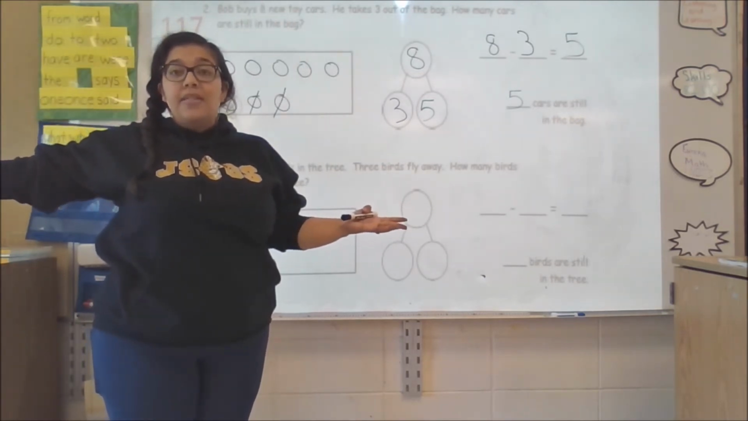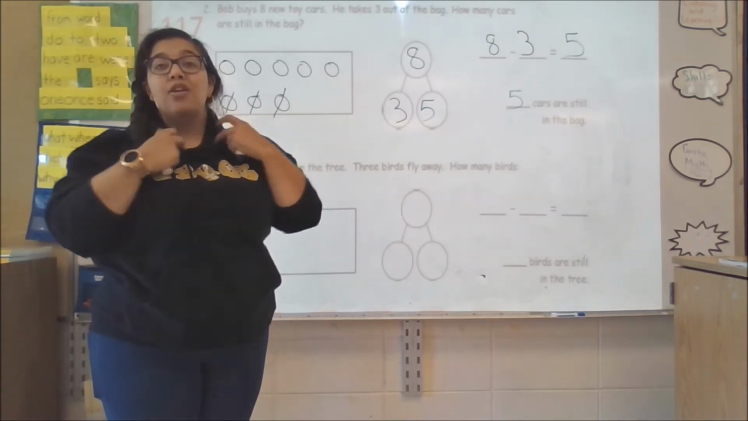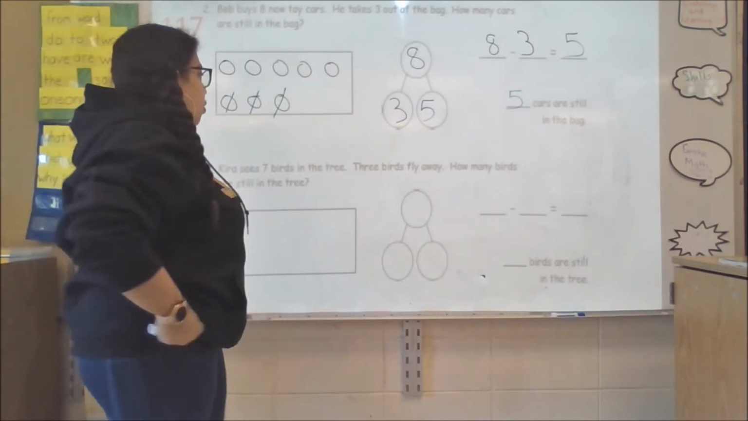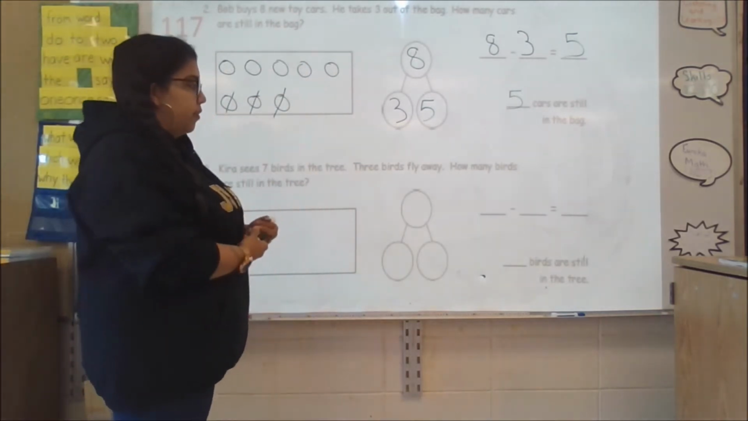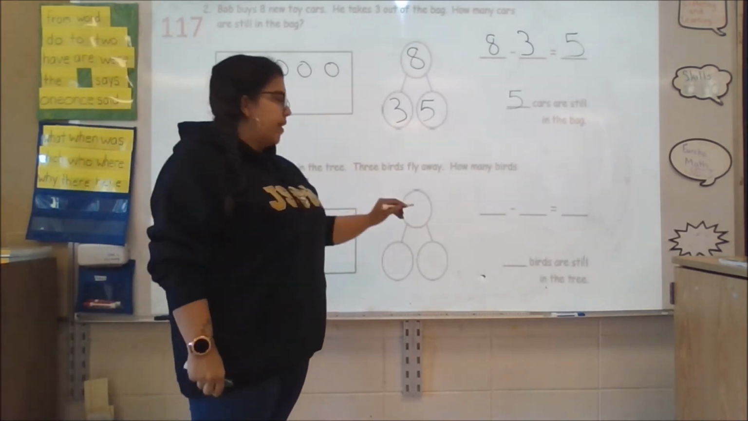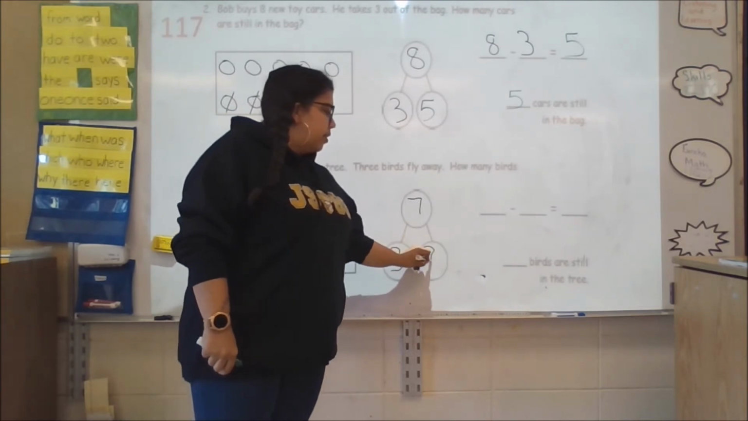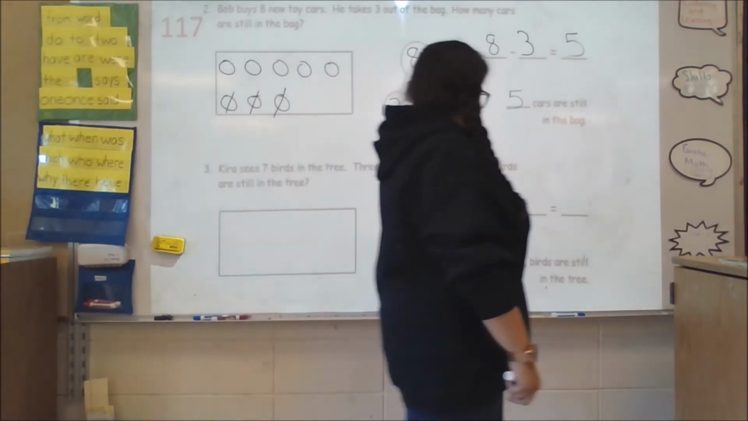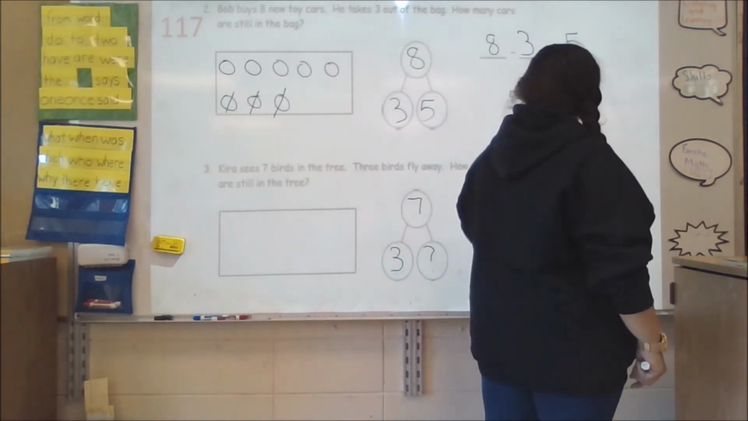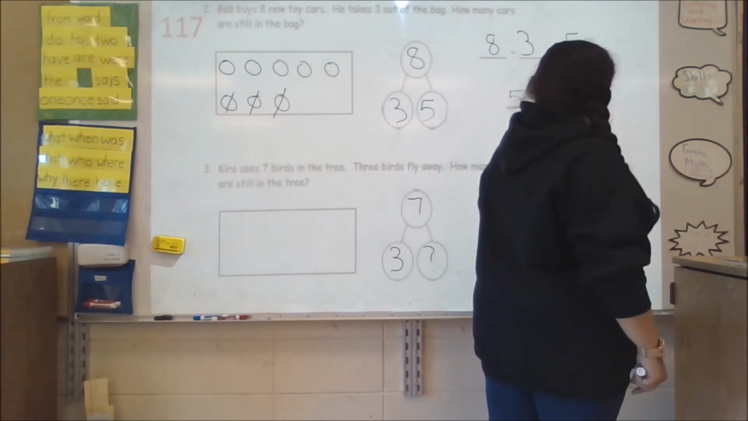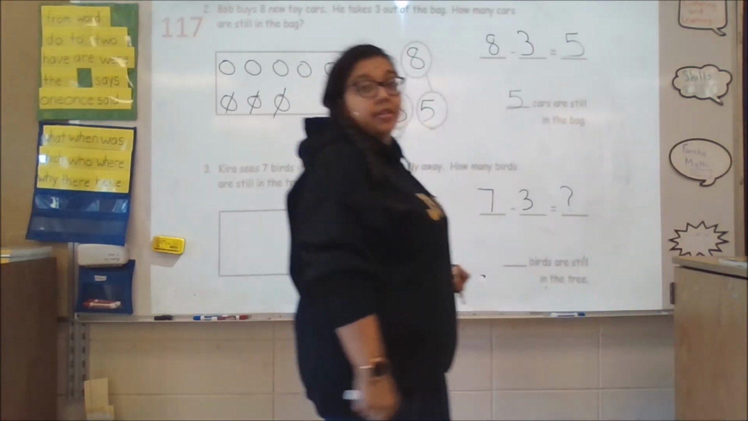We're looking for a missing part. We're subtracting from a known whole. We know our whole. Let's fill out the information with the information provided. 7 birds, 3 flew away, some more are still in the tree. 7 birds minus 3 that flew away equals an unknown number of birds still in the tree.